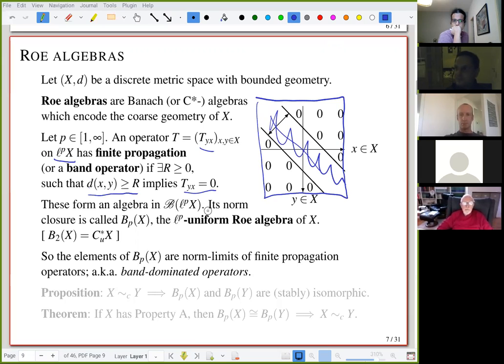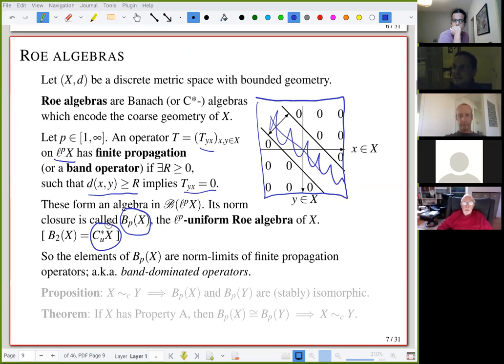So we close it in norm to get an operator algebra. I'm going to denote them, if I talk about the P version, B^P. So the norm closures of these finite propagation operators. But the more traditional notation for the C-star algebraic version, so for the L2 version, is C*_u(X). This subscript u stands for uniform.